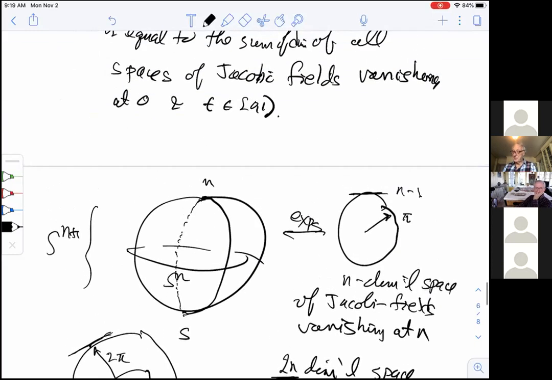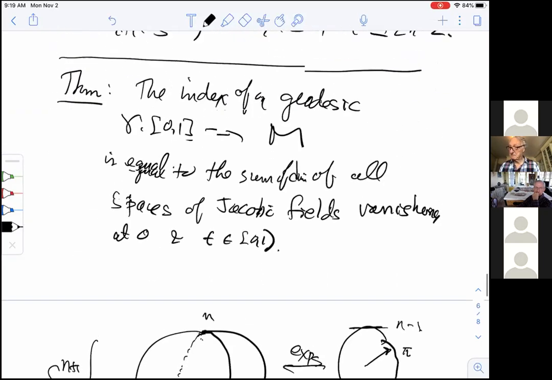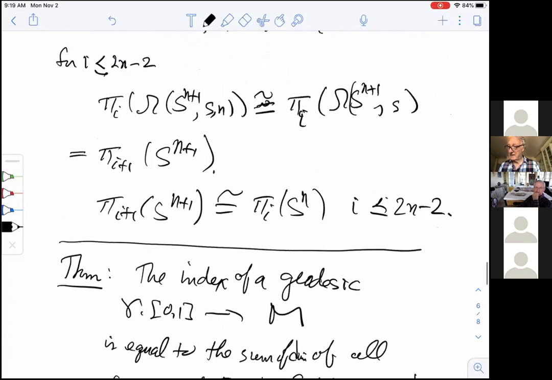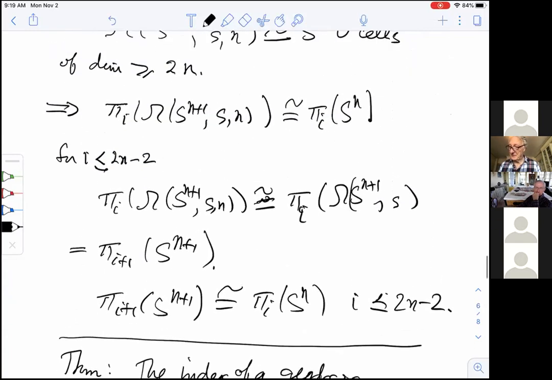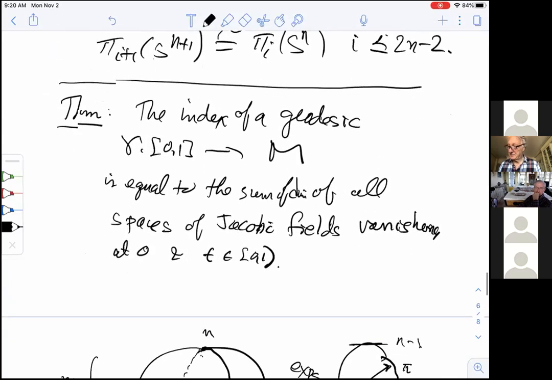And that index is computed using Jacobi fields that vanish at intermediate points along the trajectories. For these spheres, we only add new Jacobi fields vanishing along the curve when we cross either N or S, and we always add an n-dimensional space when we add one. So that's why the indices of the non-minimal geodesics are at least 2n.